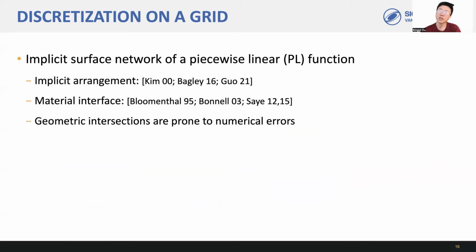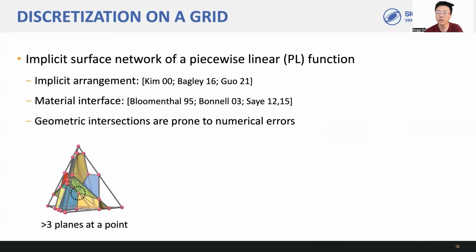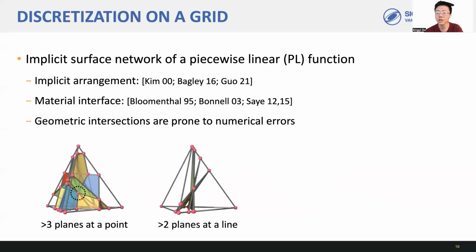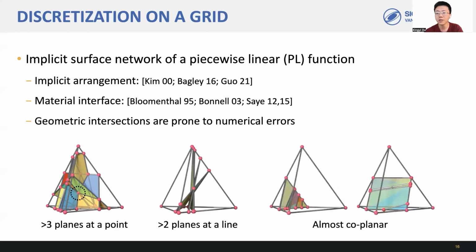However, computing the surface network of linear functions needs to compute the intersection of planes. Such computation can be sensitive to numerical errors when the planes are close to being degenerate, such as when more than 3 planes almost intersect at a common point, or more than 2 planes almost intersect at a common line, or planes that are almost coplanar.